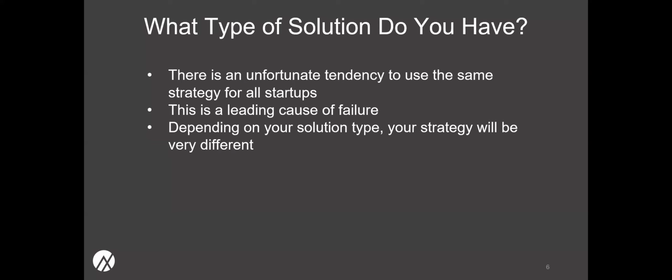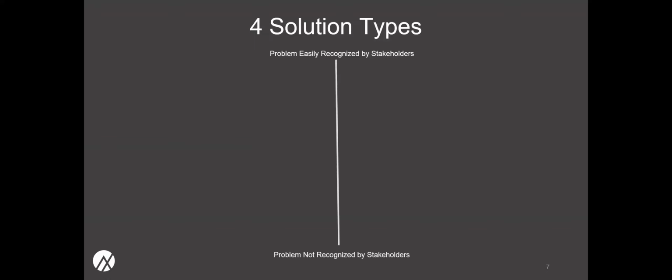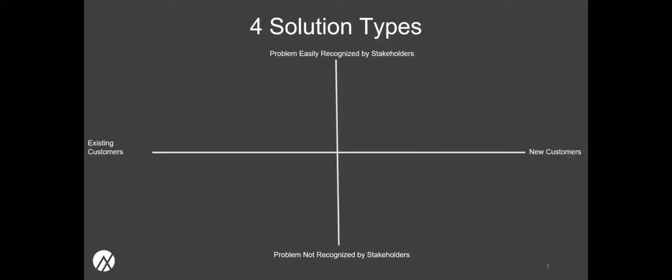And depending on the type of solution, your strategy is going to be different. So the type of solution puts some constraints on you that you need to adhere to and plan accordingly. I like to think of this in 4 solution types, putting them into a 2x2 matrix on 2 axes. The first axis is how easily the problem is recognized by your stakeholders. This is very much a marketing dimension. And the other is, do you need to acquire new customers, or are there existing customers that you just have to get to realize your solution is superior?